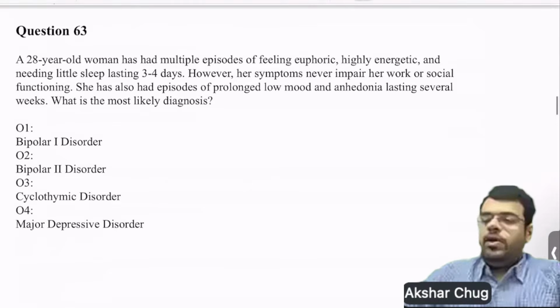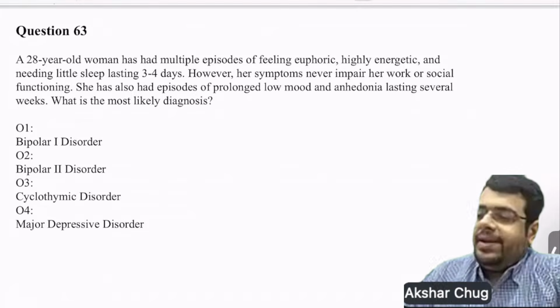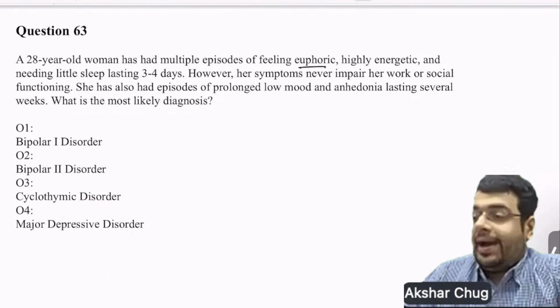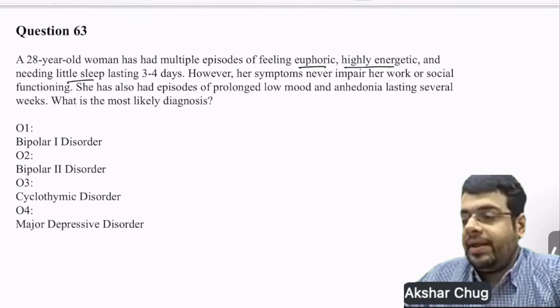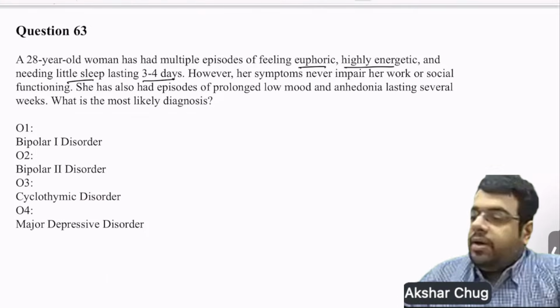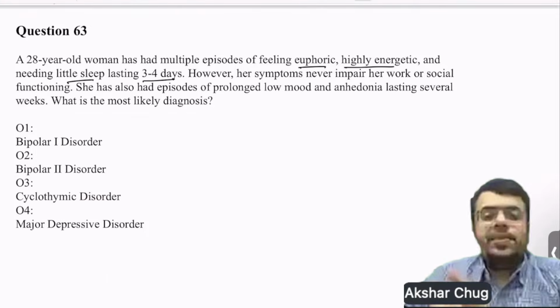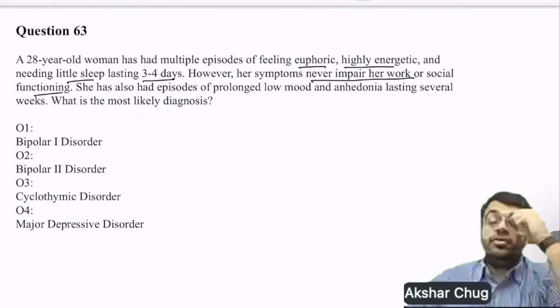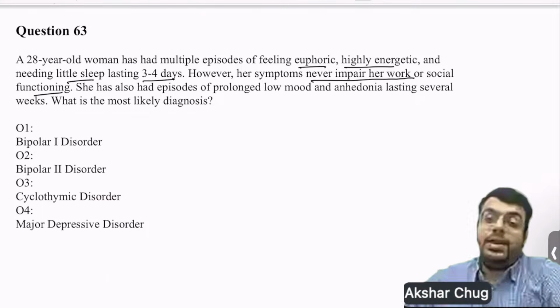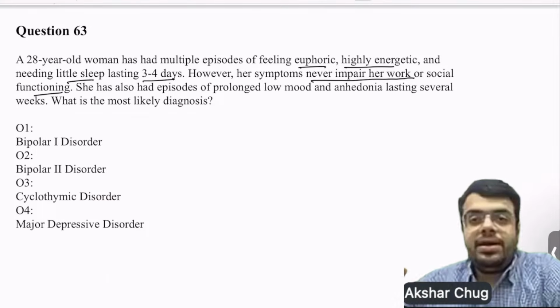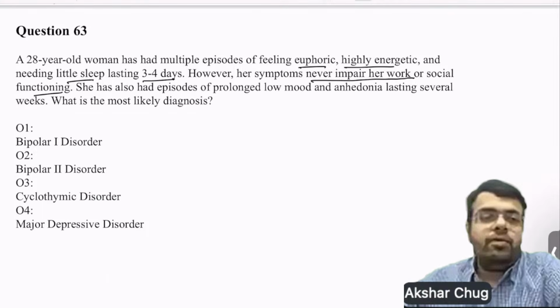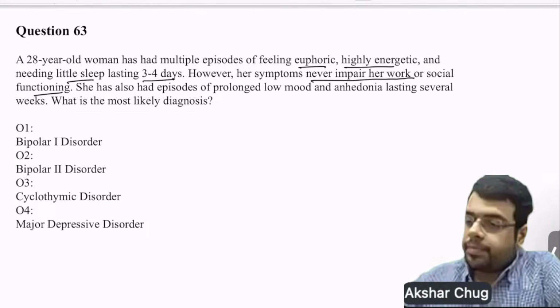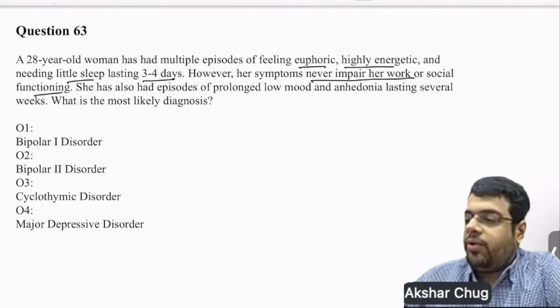Moving on, a 28-year-old woman has multiple episodes of feeling euphoric, highly energetic, needing little sleep, lasting for 3 to 4 days. So we are thinking that it could be either mania or hypomania. However, her symptoms never impair her work or social functioning. So this is a strong pointer that we are talking about hypomania and not mania, because in mania, work impairment would be present.